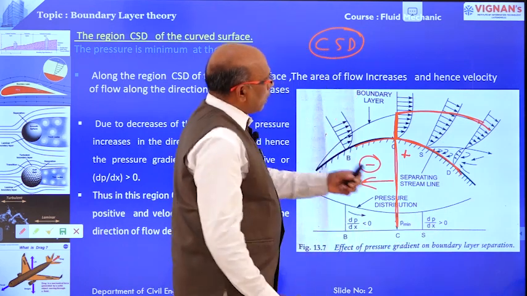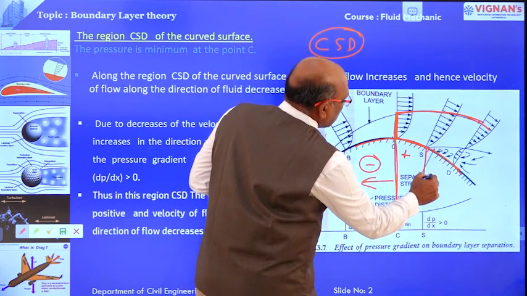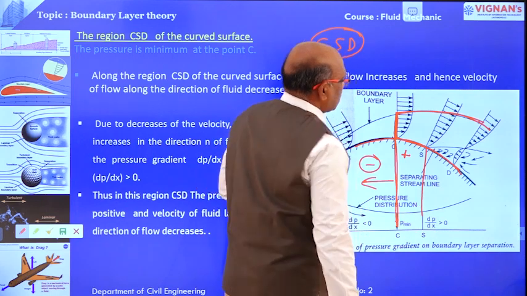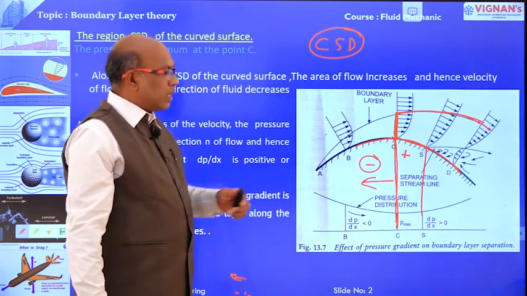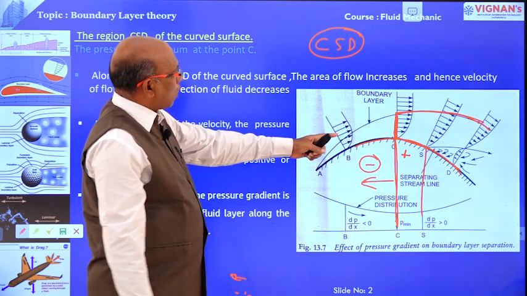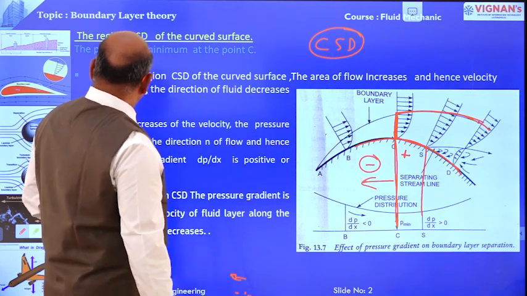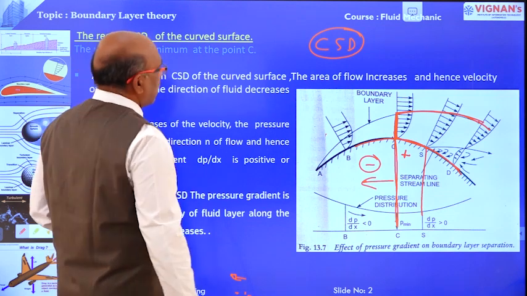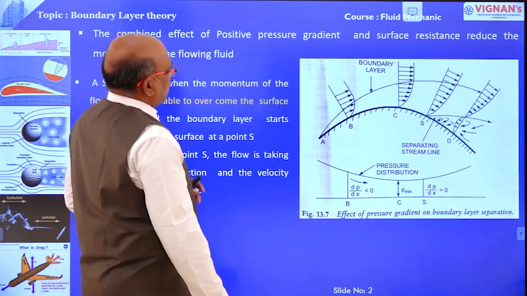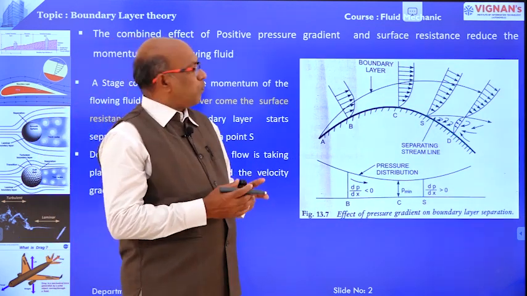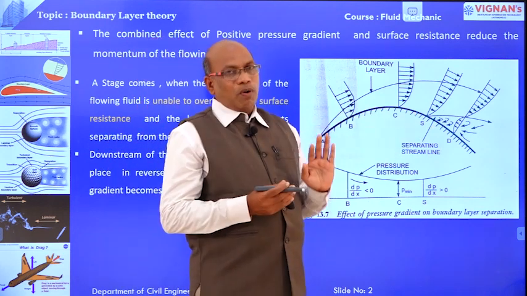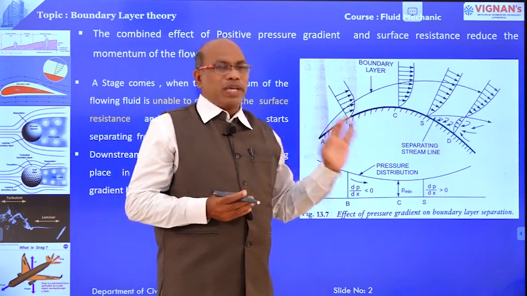and reaches a positive value, that is dP by dx is more than 0. This is about the curved surface CSD. In this zone, the pressure gradient is positive. Next point, how to separate the boundary layer from the surface of the boundary. This is the point we want to conclude here.